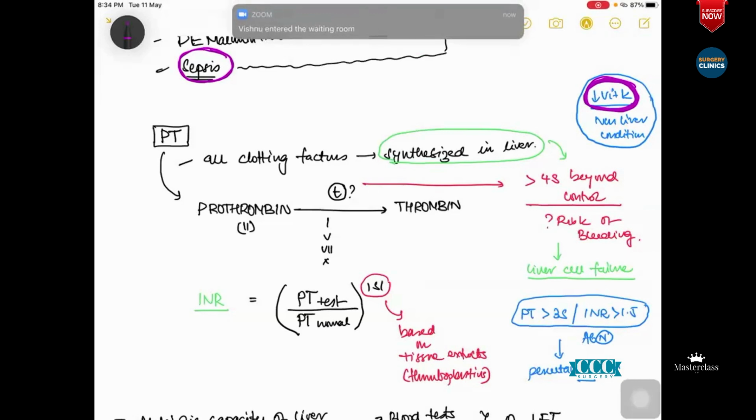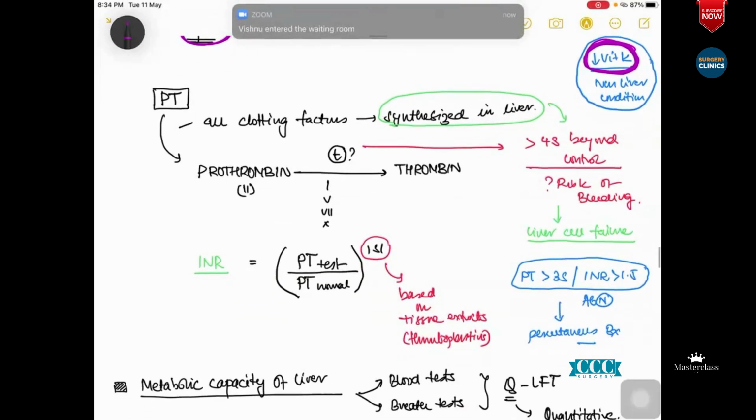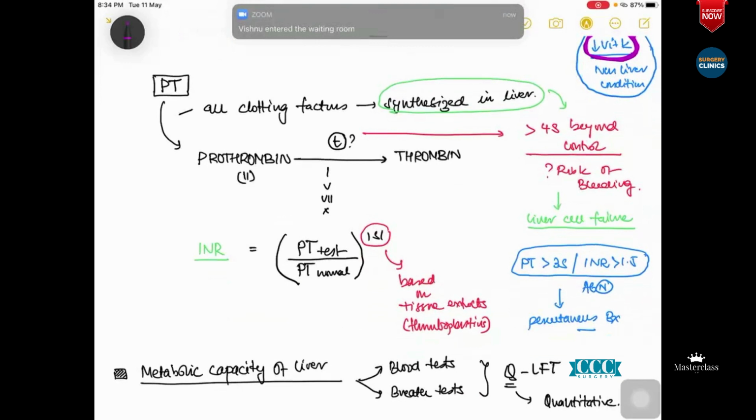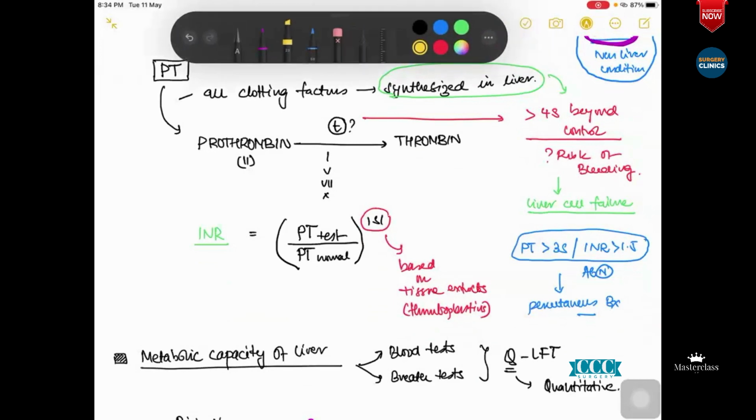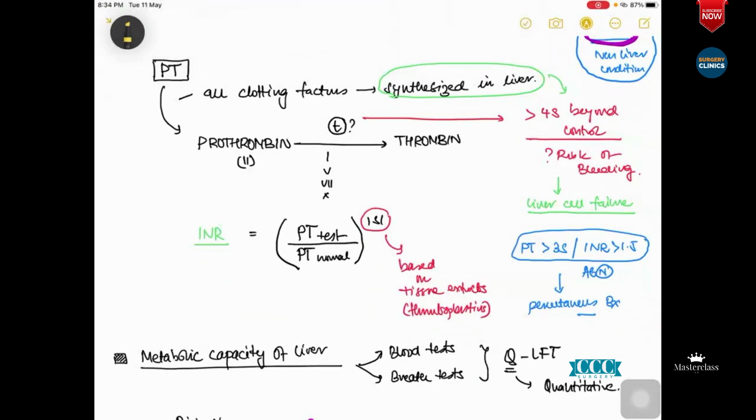Right. So what happens during hemostasis? That is, you get a stable clot. Your clotting factors, say 1, 2, 5, 7, 10, all of these try to form a stable clot, right? They change prothrombin to thrombin. Now, the time in which this clot is formed is your prothrombin time.